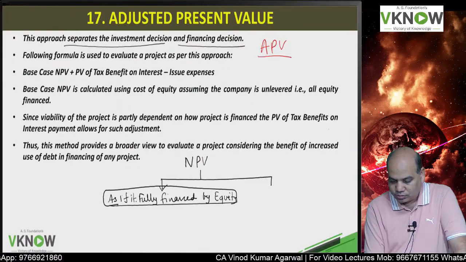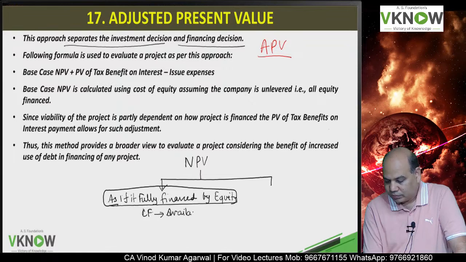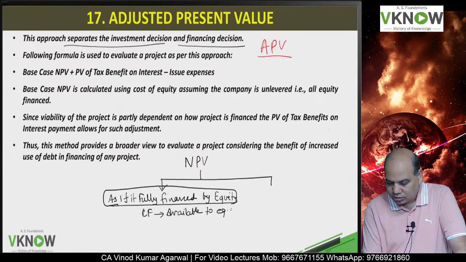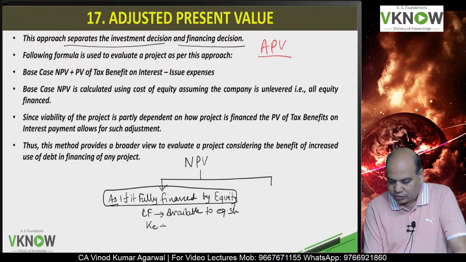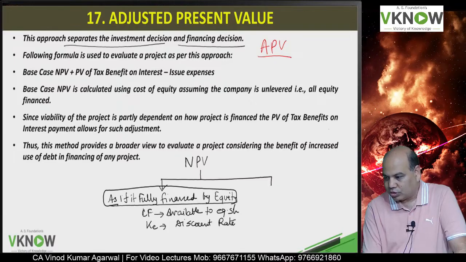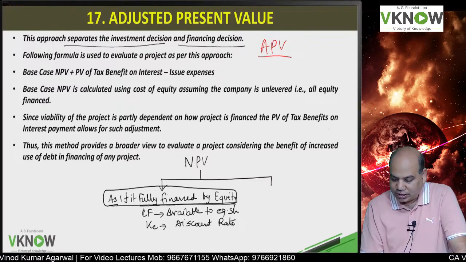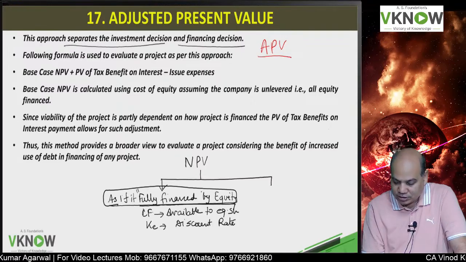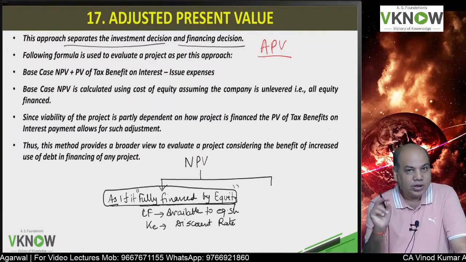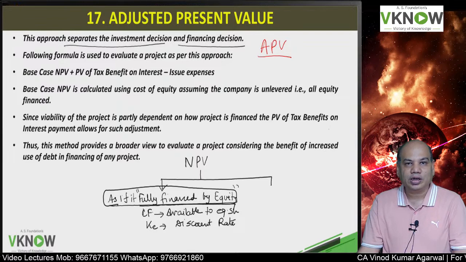That means you are going to use NPV based on cash flow available to equity shareholders. You will use cost of equity as a discount rate. Forget for some time that there is any debt. Had it only been financed out of equity shares, what would have been the NPV?